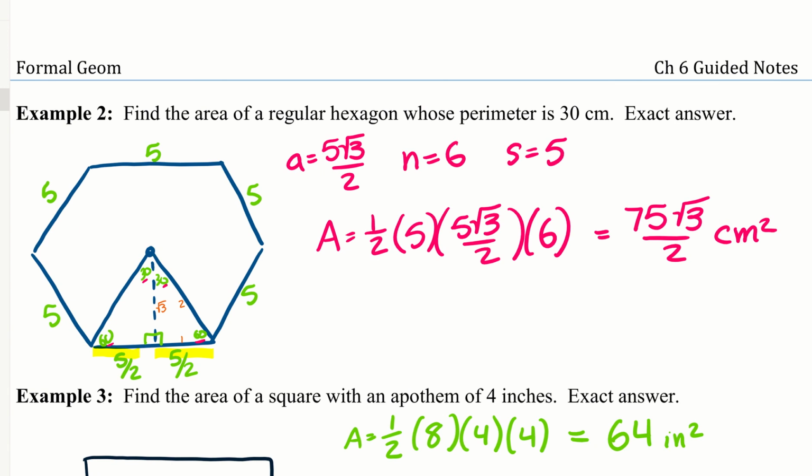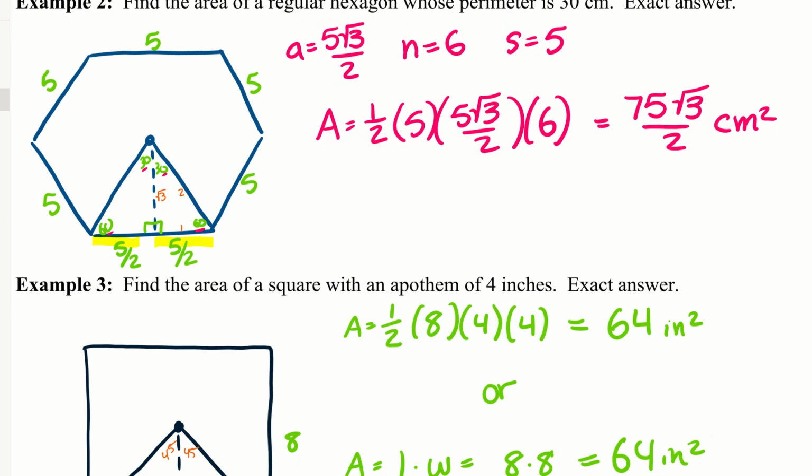If I had done 2.5 there, then I would have a weird decimal right next to my square root, and that's not the most proper form of it, so it's better to keep our numbers as a fraction when we want to work with exact answers.